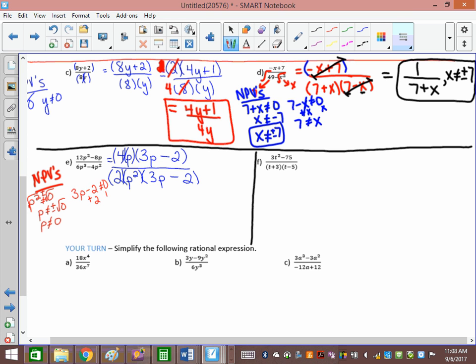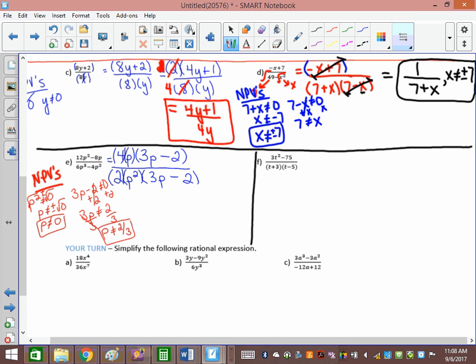We're going to add our 2. We have 3P cannot equal 2. Divide by 3. And P cannot equal 2/3. So those are our two NPVs. The 2 didn't give us anything.